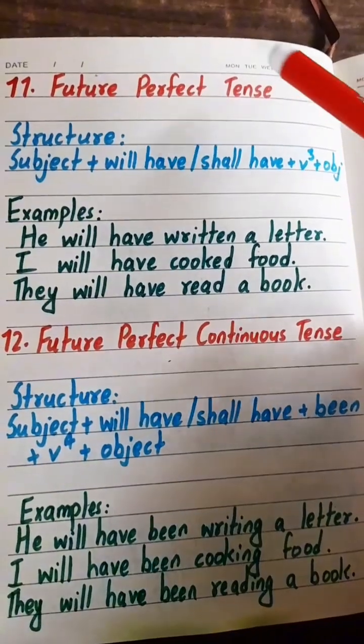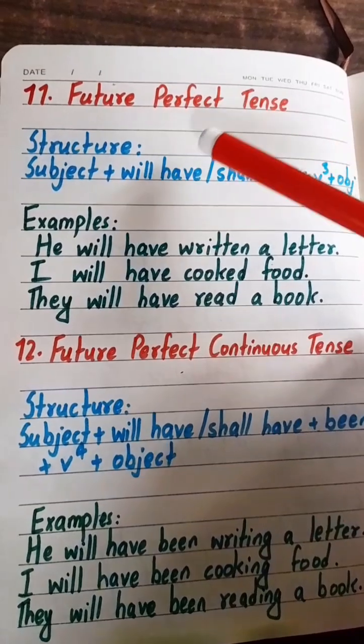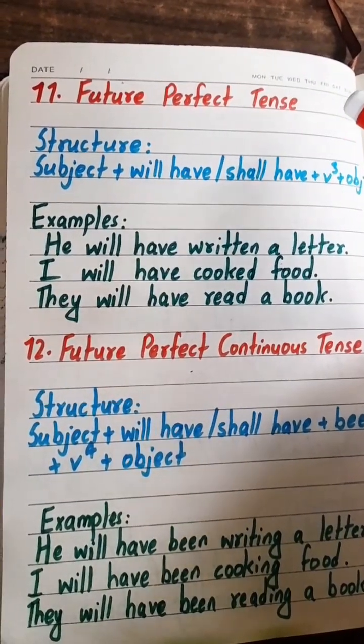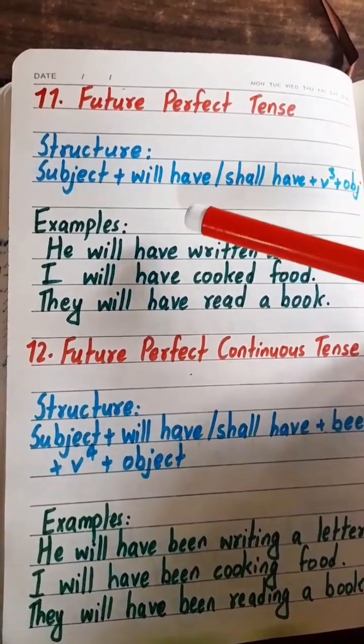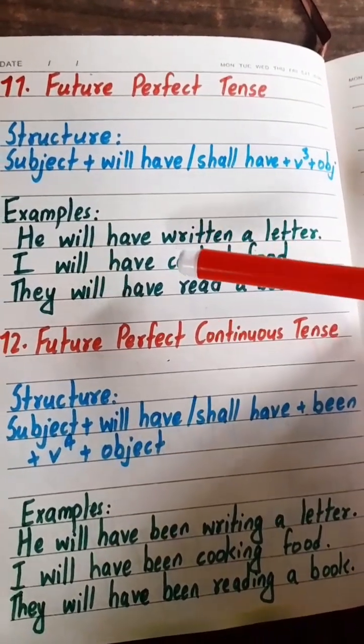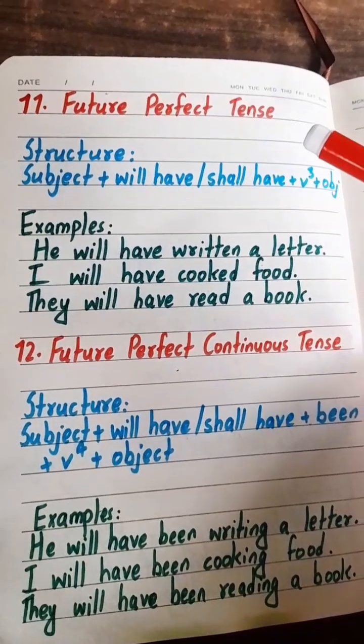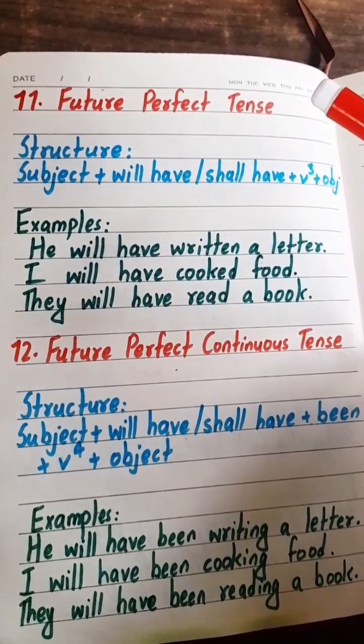Number 11, future perfect tense. Structure: subject plus will have or shall have plus verb 3 plus object. Examples: he will have written a letter. I will have cooked food. They will have read a book.